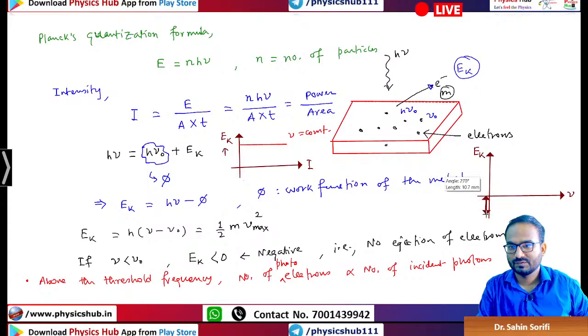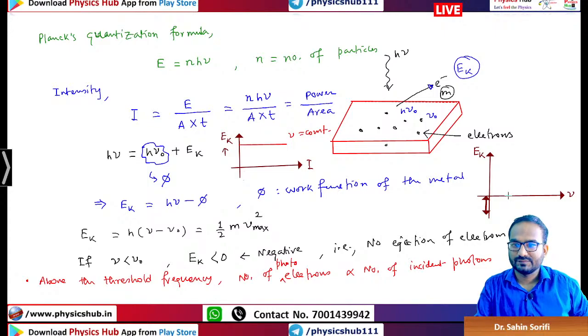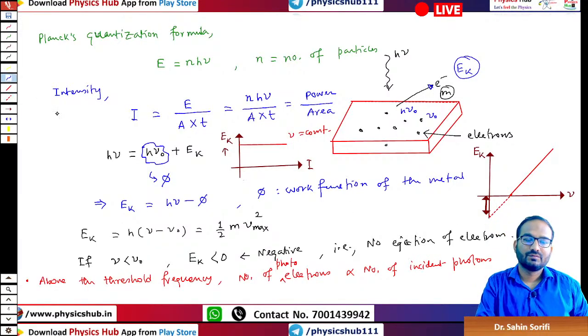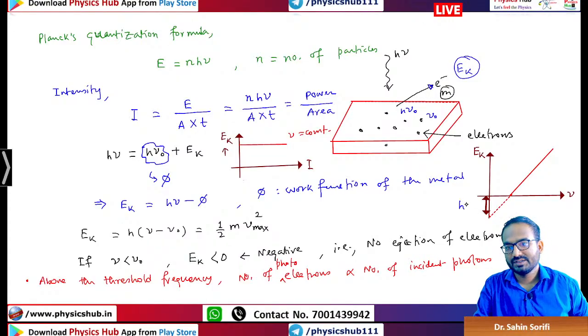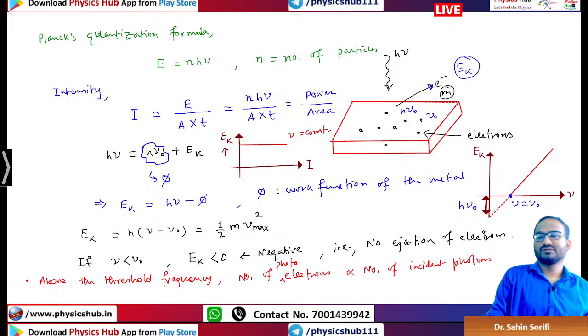So your straight line will go somewhat like this. On the positive side, it will go like this, and it will cut the axis somewhere here. What will be this value? This value will be h nu 0, and it cuts where nu is equal to nu 0, because if you put nu equal to nu 0, kinetic energy will be 0. So Ek versus nu gives you a curve like this.